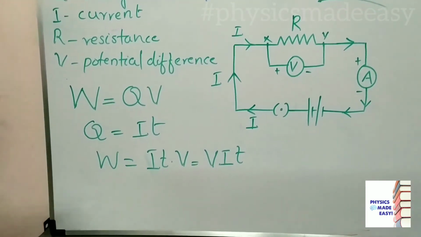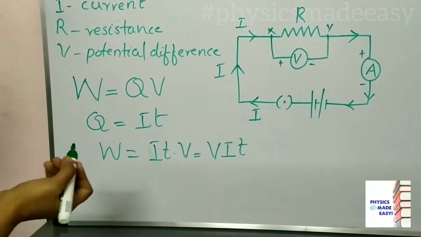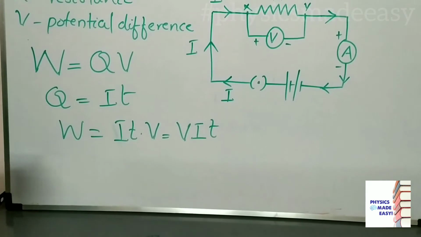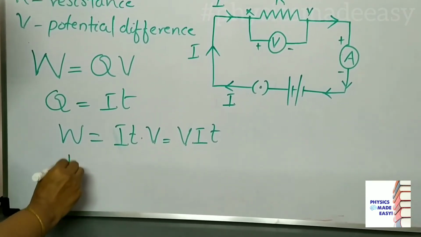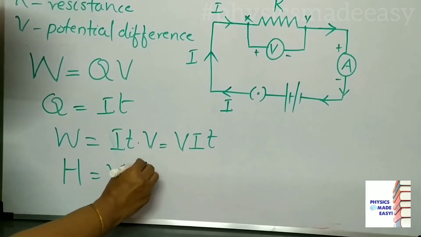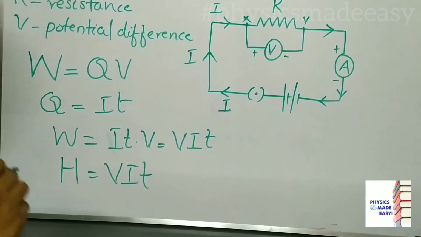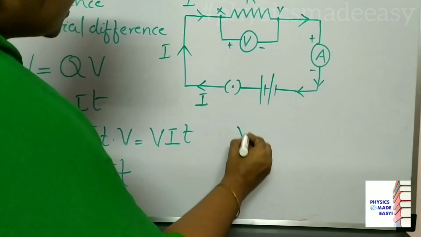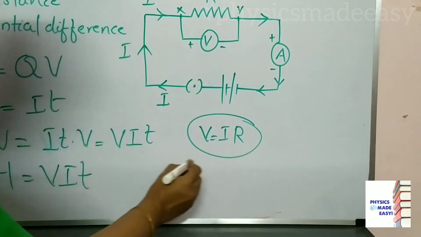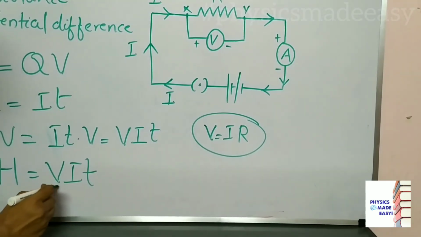Now, you know work energy theorem. From that we can write this as energy. But in this case you are considering the heat energy. So you can write H is equal to V into I into T. Then by Ohm's law we can write V is equal to I into R.